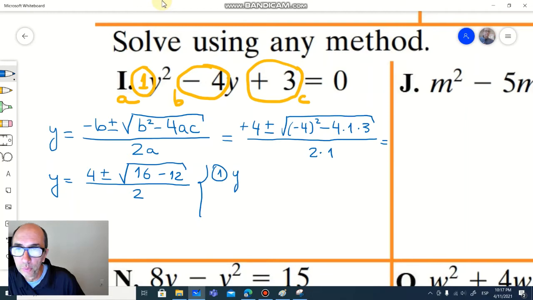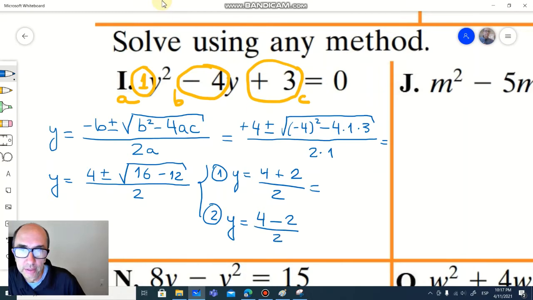Then we're going to have two possible solutions. One is y equals 4 plus the square root of 16 minus 12, the square root of 4 is 2, right? Over 2. And the other solution, y equals 4 minus the square root of 16 minus 12, the square root of 4 is 2, over 2. This is 4 plus 2, 6, divided by 2 is 3. 4 minus 2, 2, divided by 2, is 1.